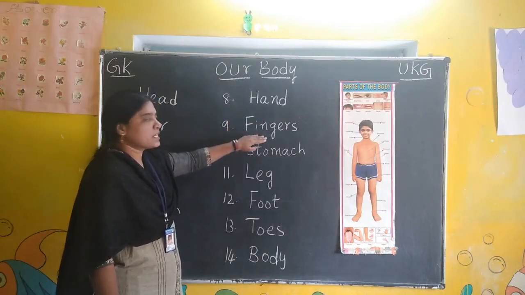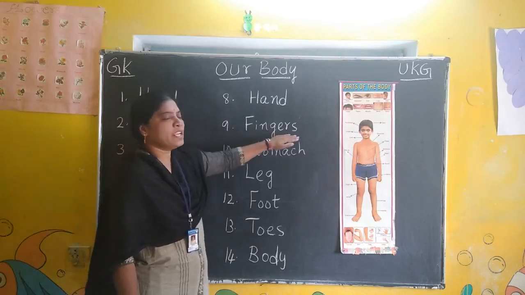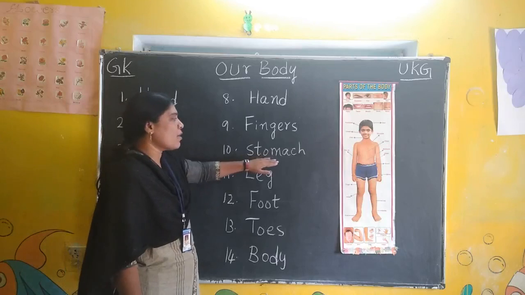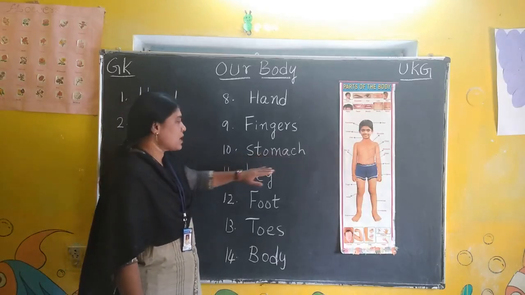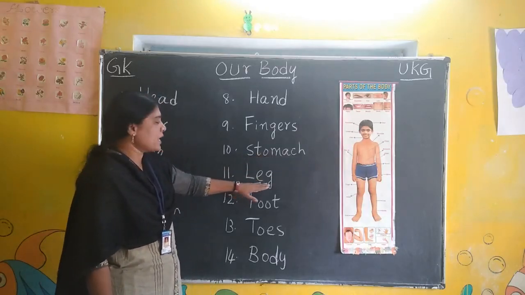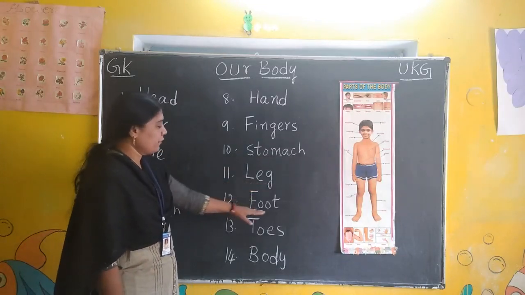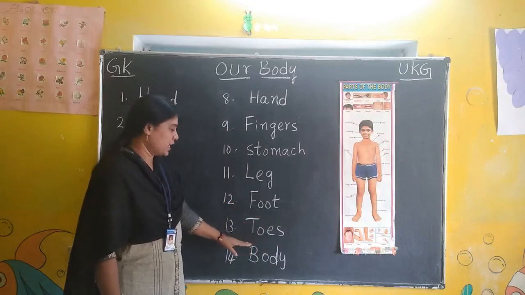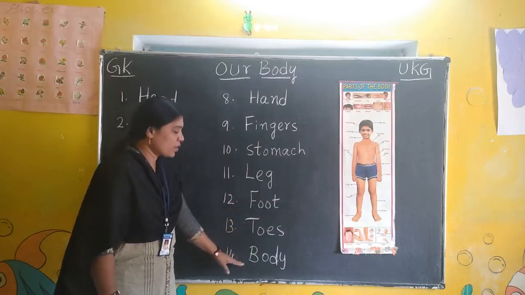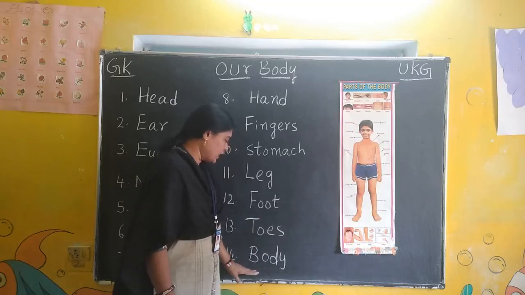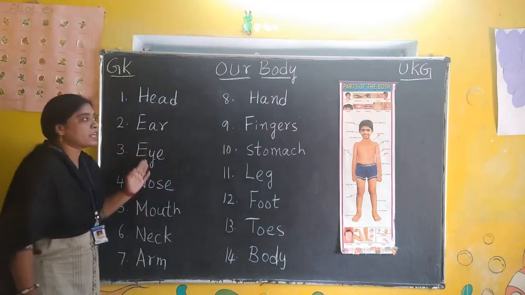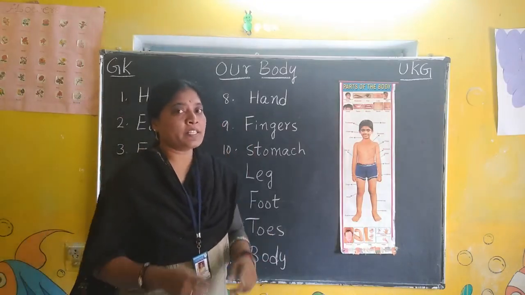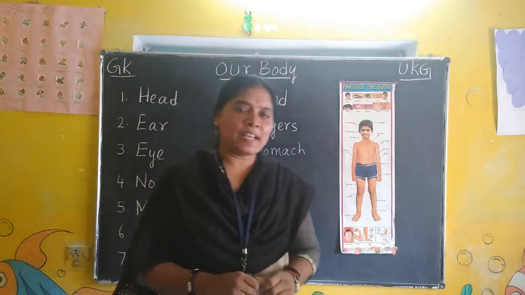Fingers. Stomach. Leg, L-E-G, leg. Foot, F-O-O-T, foot. Toes, T-O-E-S, toes. Body, B-O-D-Y, body. These are the words from this lesson. Learn the body parts, learn with spellings. Write neatly in your book.